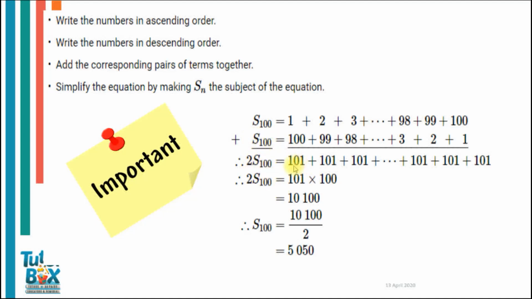So this will be equal to, right? Add the corresponding pairs of terms together. 100 plus 1 is 101, 99 plus 2 is 101, and so on. You notice that everywhere you're just going to get 101, right? So if I simplify it further, I get 2S100 is equal to 101 times 100, because I actually have 100 101s.